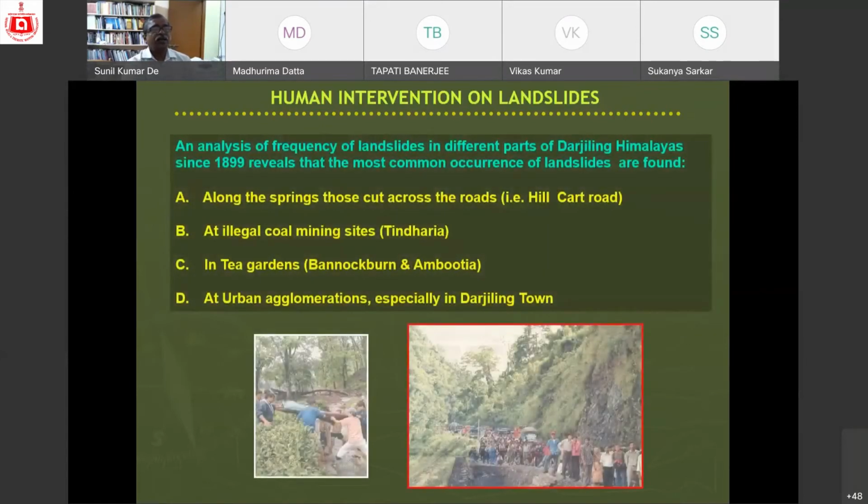An analysis of frequency of landslides in different parts of Darjeeling Himalaya since 1899 reveals that the most common occurrence of landslides are found along the springs, to construct the roads across these springs, at illegal coal mining sites, tea gardens, and urban agglomeration. So these are the 4 types of human activities that are mostly important in Darjeeling Himalaya.